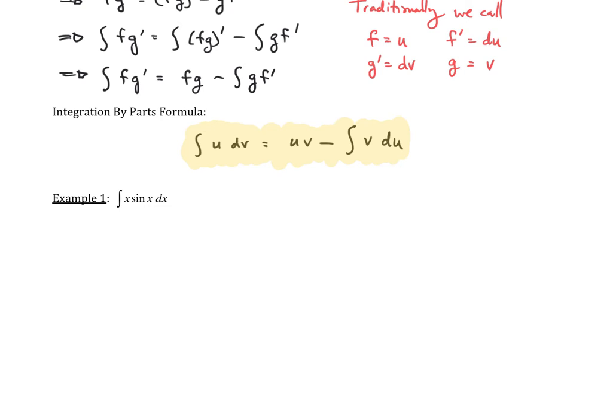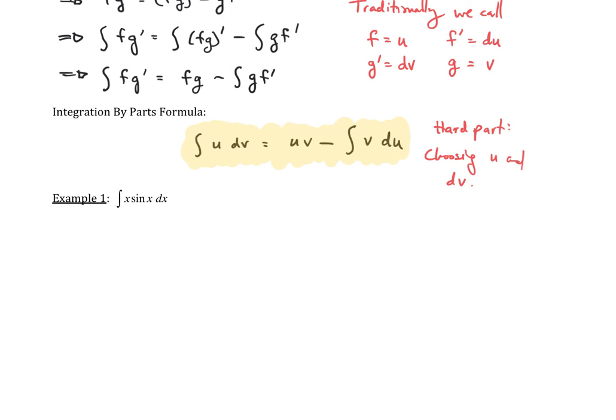Now, the hard part is choosing u and dv. All right, so you have to look at an integral, and one piece of your integral you're going to choose to be u, the other piece you're going to choose to be dv, and then you're going to apply the formula. And the hope is that the resulting second integral you get is supposed to be easier.